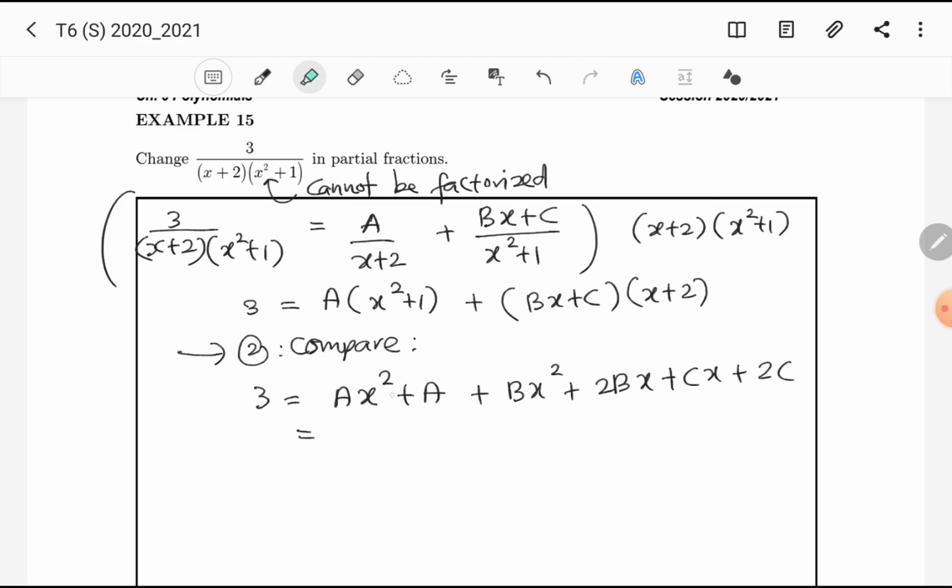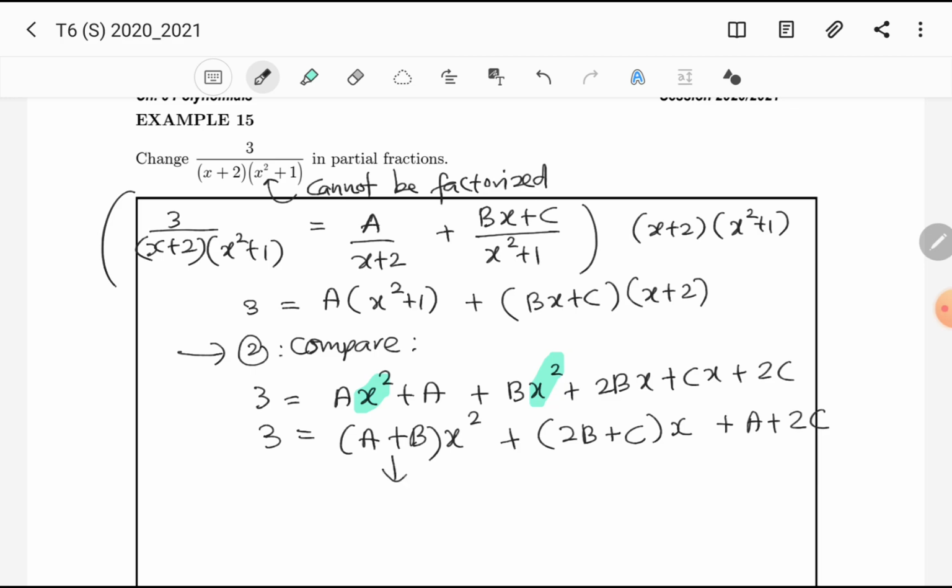Okay, next, if you notice here, you have x squared. So we need to collect the coefficient of x squared. So we have A plus B for x squared. Next, okay, we go to the linear part, which is x. So coefficient for x is 2B plus C. Very good, for x. And then plus A plus 2C. On the left, we have 3.